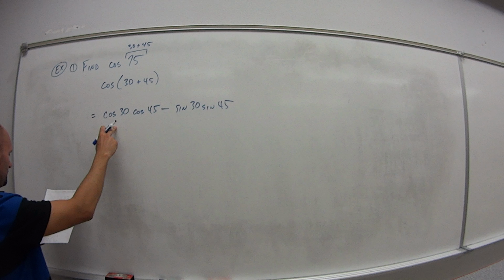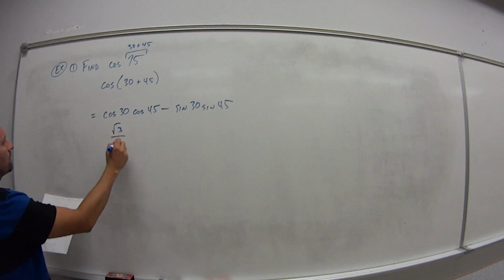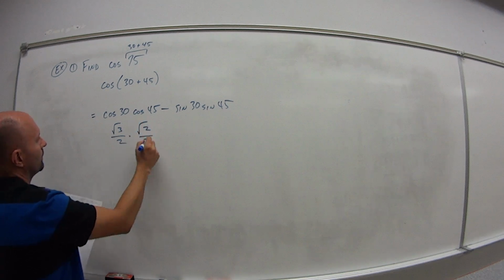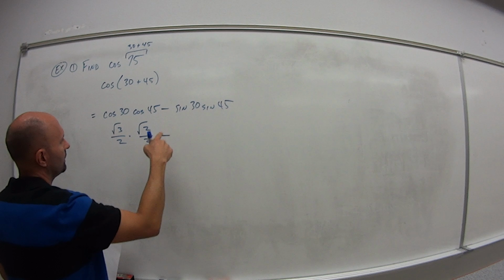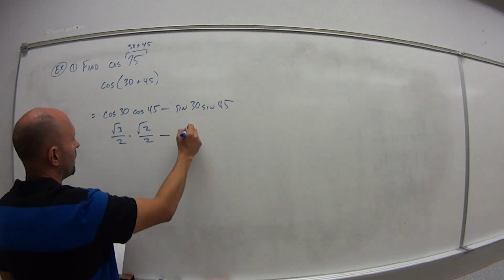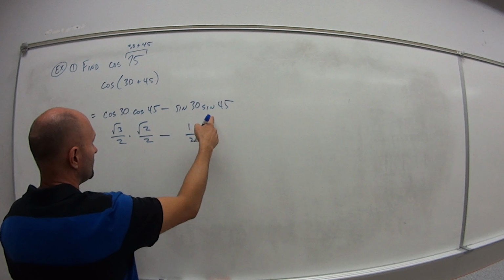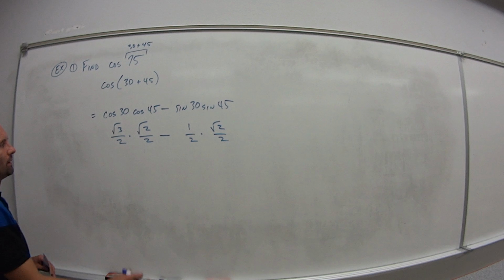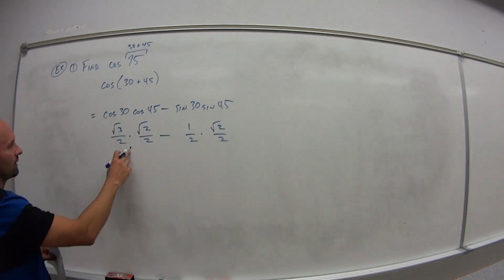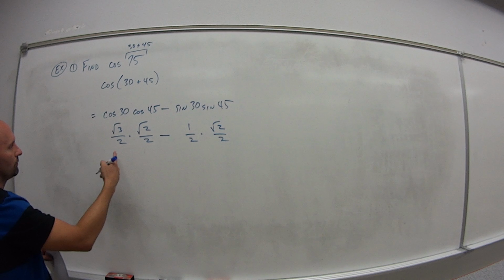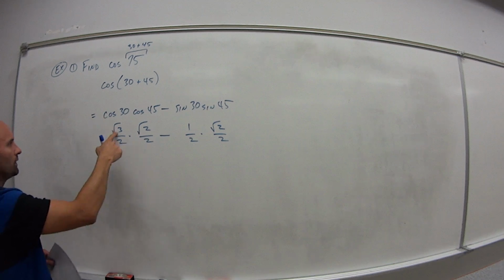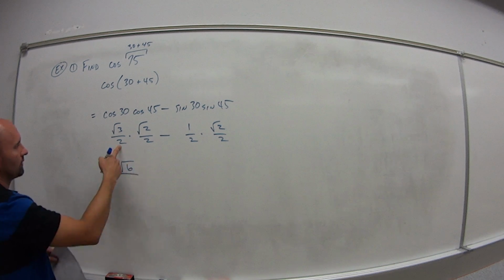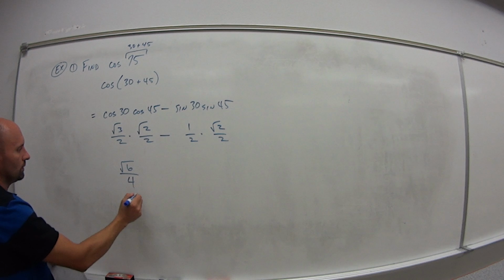So cosine of 30 is square root of 3 over 2. Cosine of 45 is square root of 2 over 2. Minus sine of 30 is a half. Sine of 45, square root of 2 over 2. So now we need to combine these first and second terms. The first 2 have denominator of 2. When we multiply, we get square root of 3 times square root of 2, which is square root of 6, all over 2 times 2 is 4.